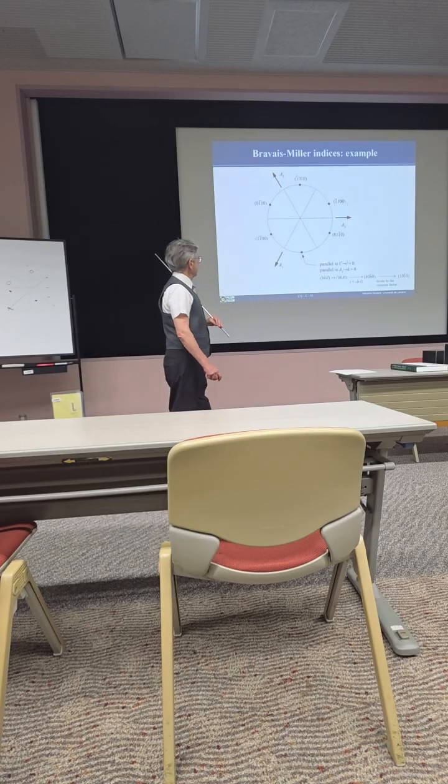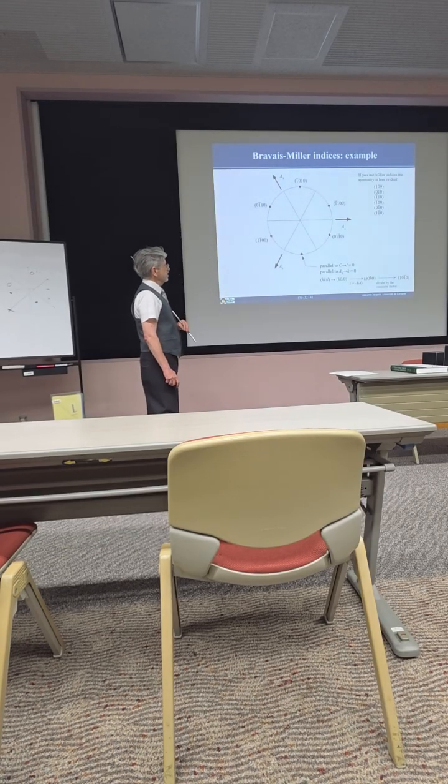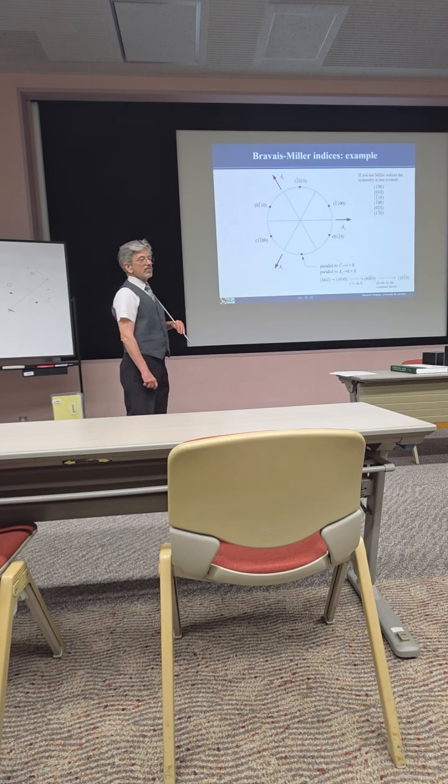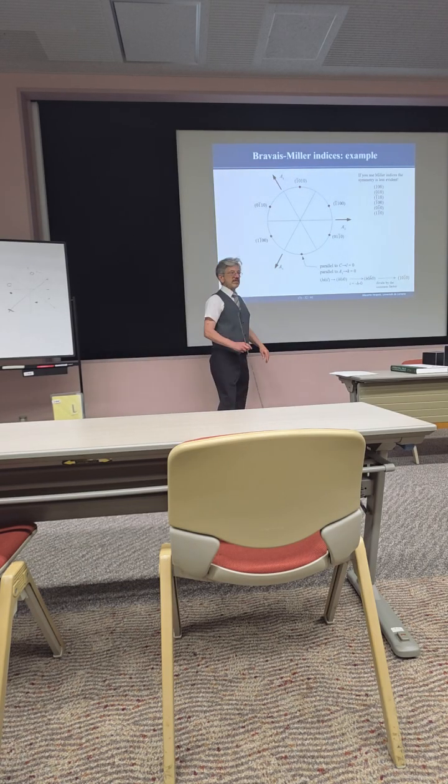And so, what do you get? Let's look at the Miller indices. 1, 0, 0; 0, 1, 0; 1 bar, 1, 0. It doesn't look very symmetric. While if you use the Bravais-Miller indices, these are much more symmetric.